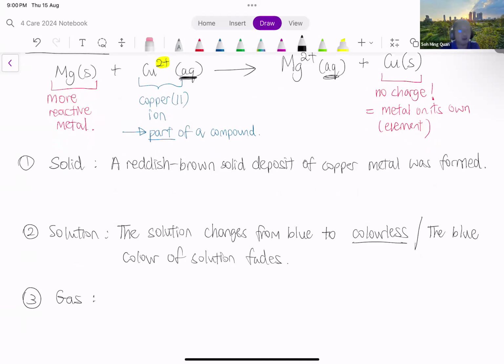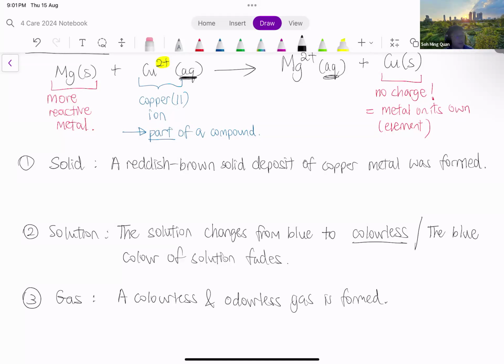Finally, the gas. What should the gas be? As I mentioned today, metals always produce hydrogen gas. Over here, the gas produced is also hydrogen. But how is hydrogen produced? There's no hydrogen in the equation. There's hydrogen in the water molecule, right? So magnesium reacts with water to form hydrogen. Therefore, hydrogen gas is formed. So a colorless and odorless gas is formed.